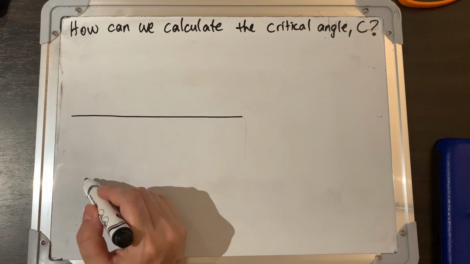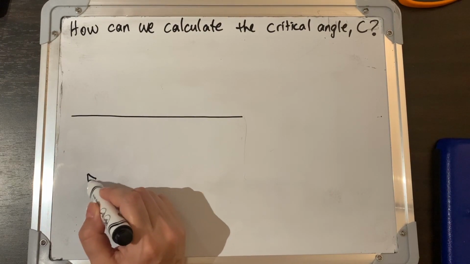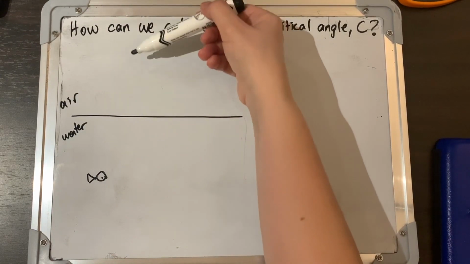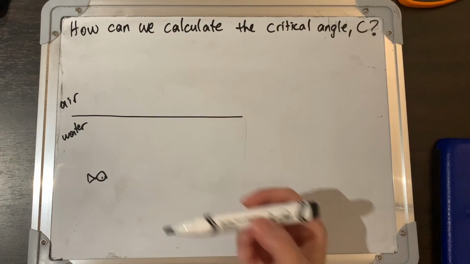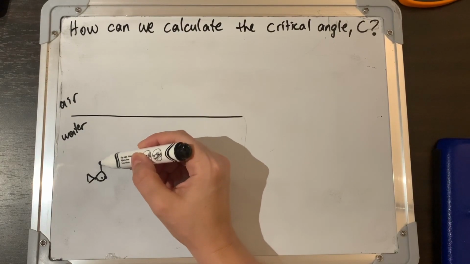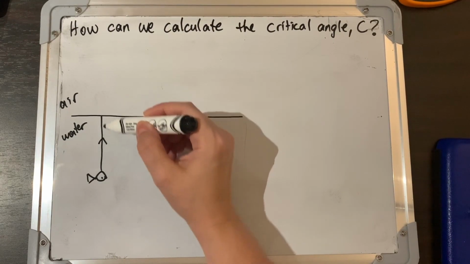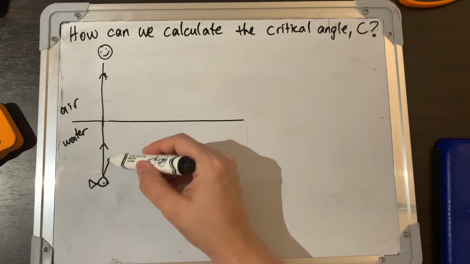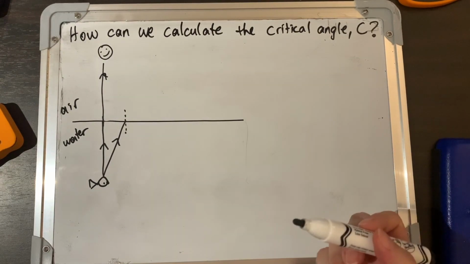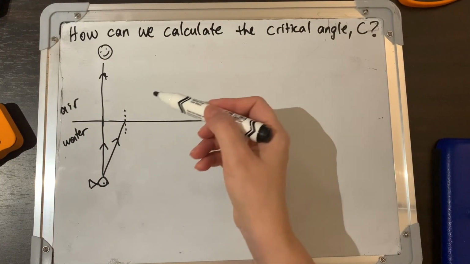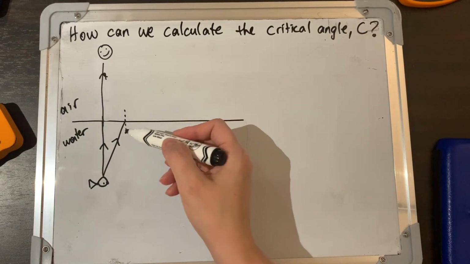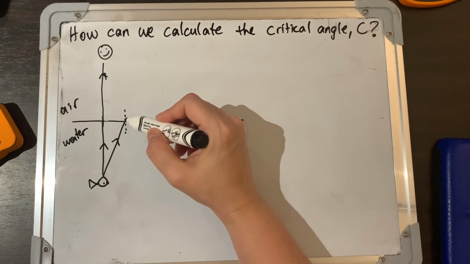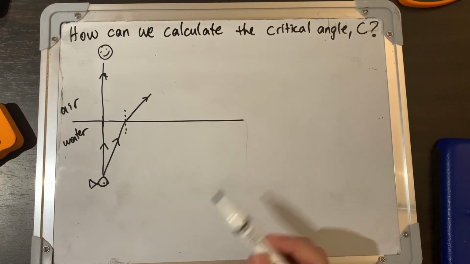So instead of the coin, let's put a little fish under water. We are looking from above, trying to see the fish. Well, if we're looking straight from above, I can see the fish. This ray, since it's going out to a medium where it can move faster, light is going to deflect away from the normal. So instead of going straight, it might be doing that.